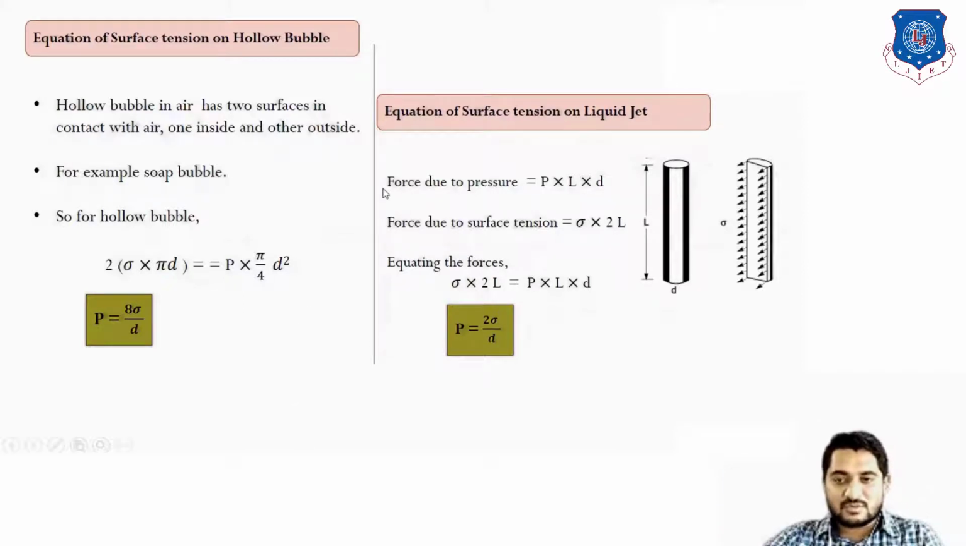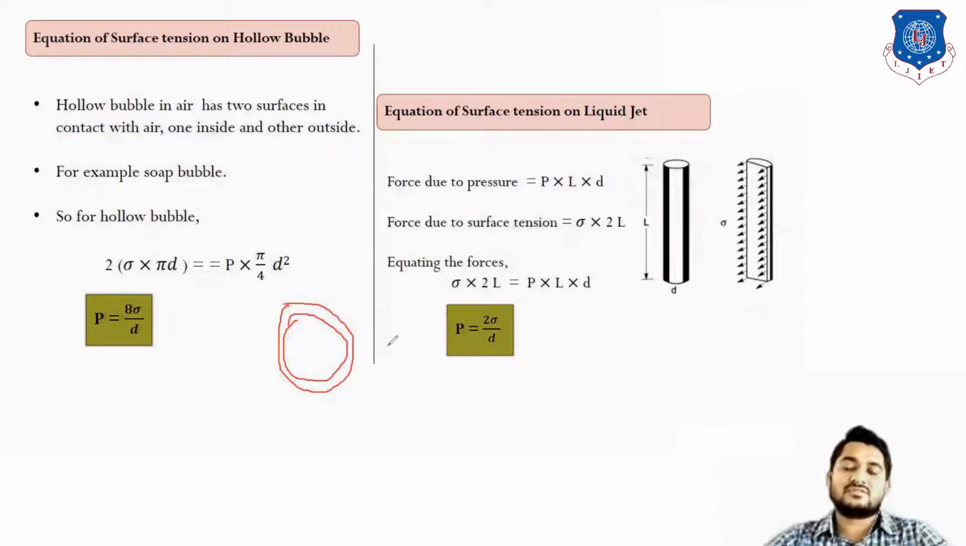Suppose this is a hollow bubble. Let me draw it here. This is one circumference, and for a hollow bubble the thickness is very small, so this is the second circumference. So here two surfaces are there for surface tension. Simply, we have to multiply the surface tension force by 2 because two circumferences are there.